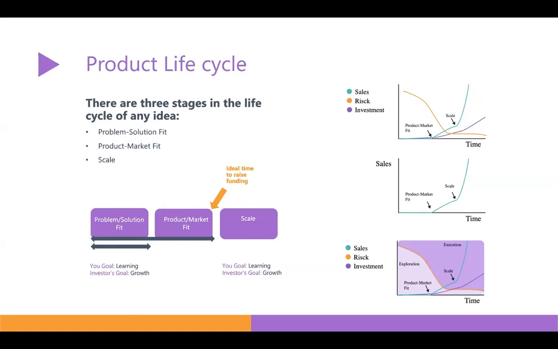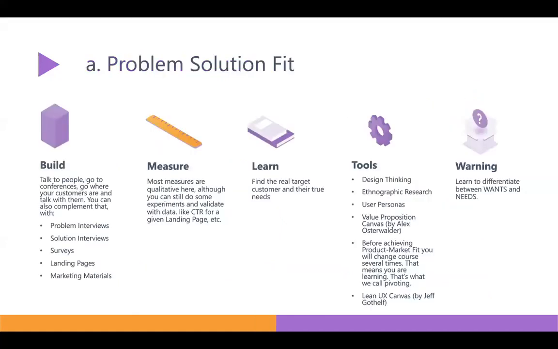Well, let's analyze these three phases one by one. So first is the problem solution fit. At this stage, you basically want to answer two questions. Is there a problem we're solving? Do I have a solution for that problem? This phase uses the build, measure, learn cycle to discover who your target customer is and what their problems or needs are. Problem solution fit is the equivalent of customer discovery in Steve Blank's customer development model and the equivalent of Alex Osterwalder's value proposition design phase.